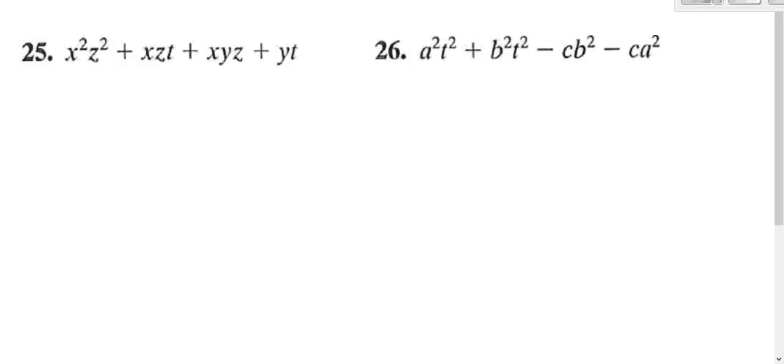So for these, count the number of terms. 1, 2, 3, four terms, that means we're going to check grouping. So the first set has an x that we can factor out, and a z that we can factor out. You take out xz, we still have another x and another z. You take out the xz, we'd still have a t.